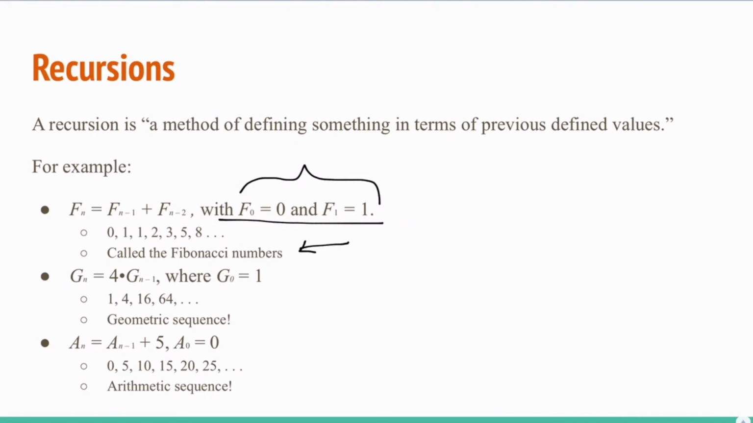Another recursion is g of n equals 4 times g of n minus 1, where g of 0 equals 1. And this evaluates to 1, 4, 16, 64. And this is a geometric sequence. And a of n equals a of n minus 1 plus 5, where a of 0 equals 0. This evaluates to 0, 5, 10, 15, 20, 25. And this is an arithmetic sequence.